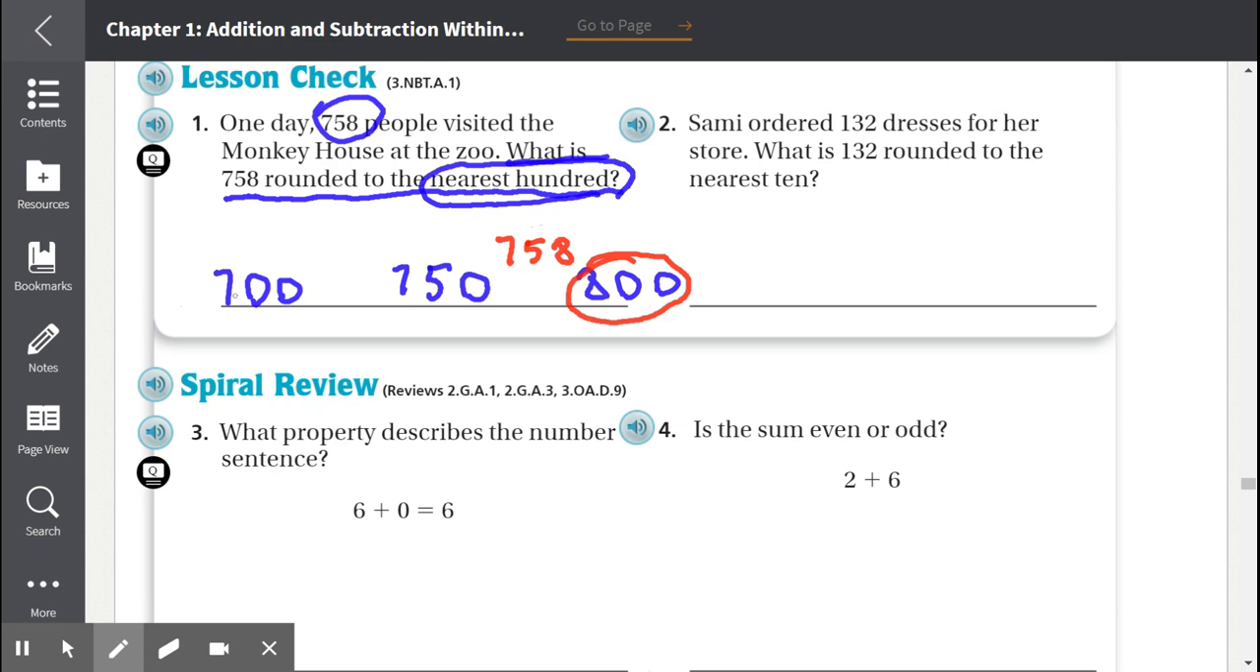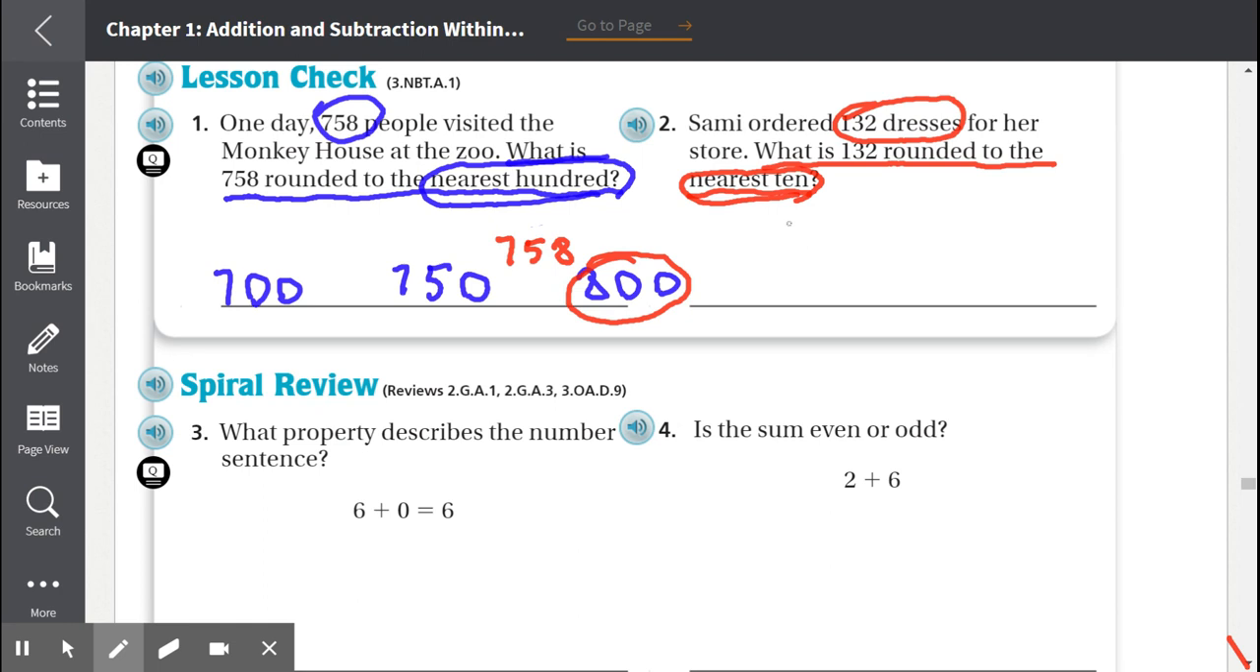Let's look at number 2. Sammy ordered 132 dresses for her store. What is 132 rounded to the nearest 10? So let's circle the important numbers and keywords. So 132 dresses. The question is, what is 132 rounded to the nearest 10? So I'm going to circle the nearest 10. That's telling us we have to round to the nearest 10.